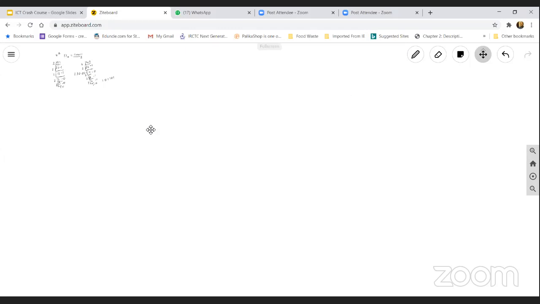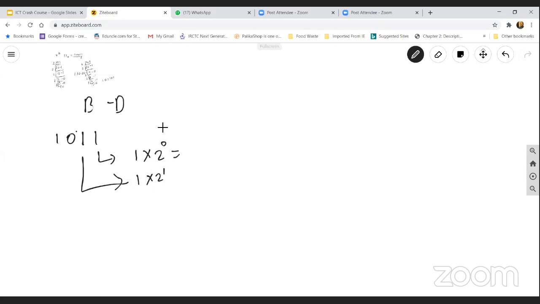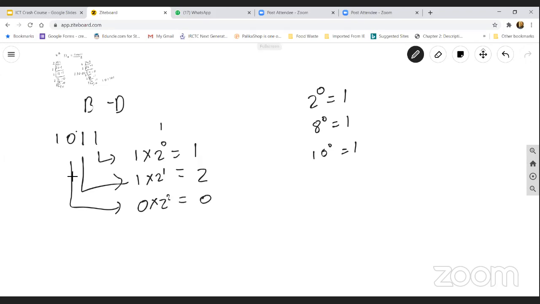In the same way, we calculate binary to decimal. So 1 into 2 power 0, 1 into 2 power 1. Anything to the power 0 is 1: 2 power 0 is 1, 8 power 0 is 1, 10 power 0 is 1. So 1 into 1 is 1, 1 into 2 is 2, 0 into anything is 0, and 1 into 2 power 3 is 8. So we add 8 plus 2 plus 1, which is 11.